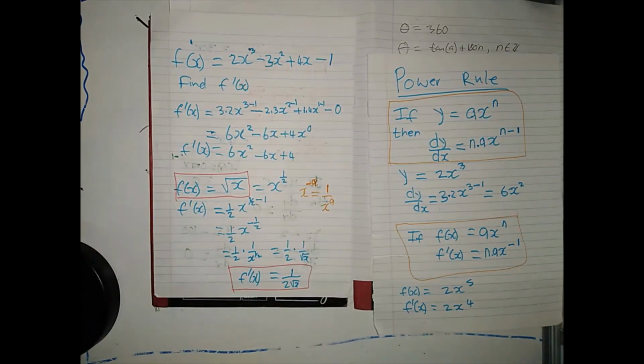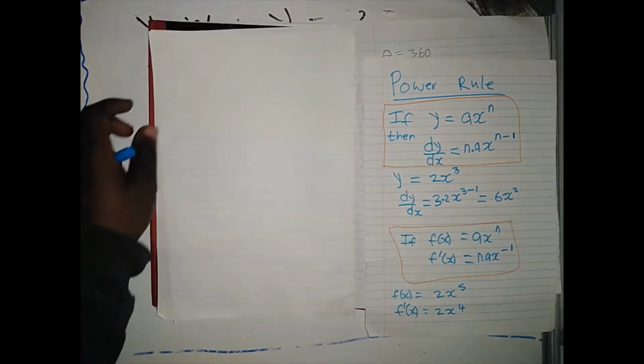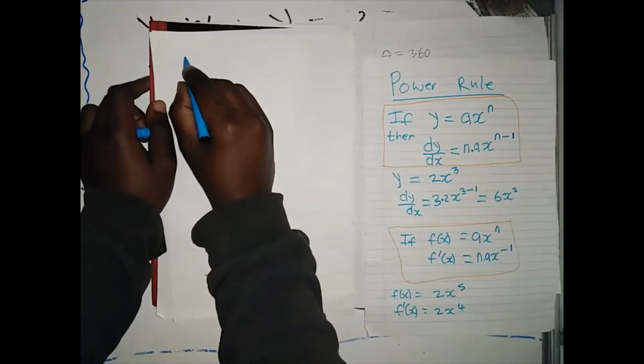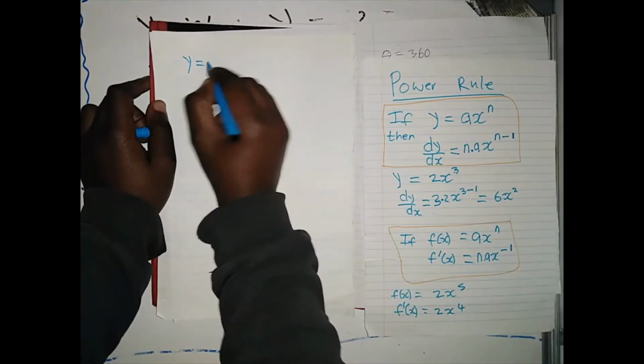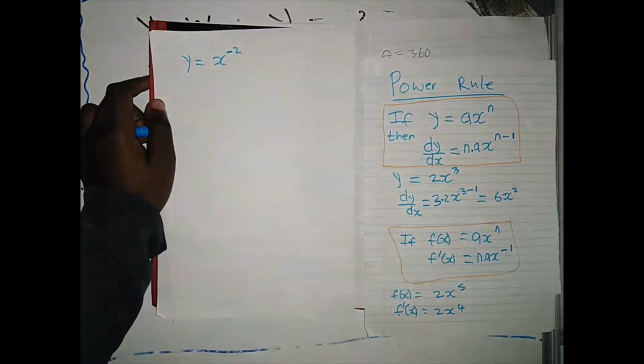Okay, does that make sense? Right, now let's go a little bit further. Let's say you've got y, which is equal to x to the power minus 2.